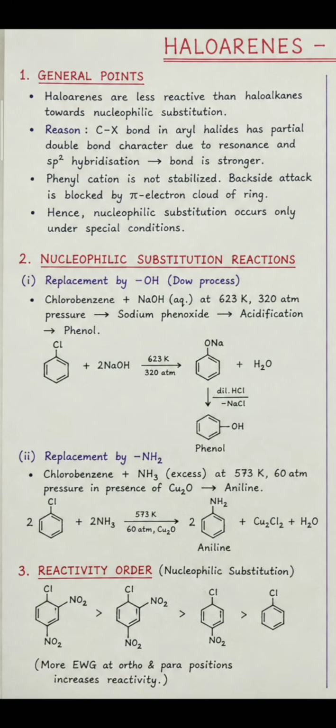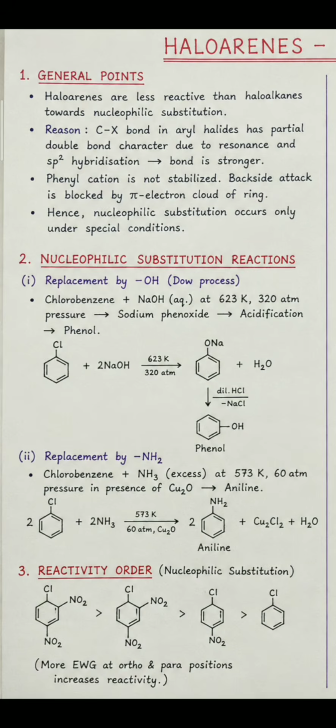Next one is replacement by NH2. When aryl halides are treated with excess of NH3 at 573 Kelvin, 60 atmospheric pressure in the presence of Cu2O, it gives aniline. That means when chlorobenzene is treated with ammonia at 573 Kelvin and 60 atmospheric pressure, it gives aniline, cuprous chloride and water.